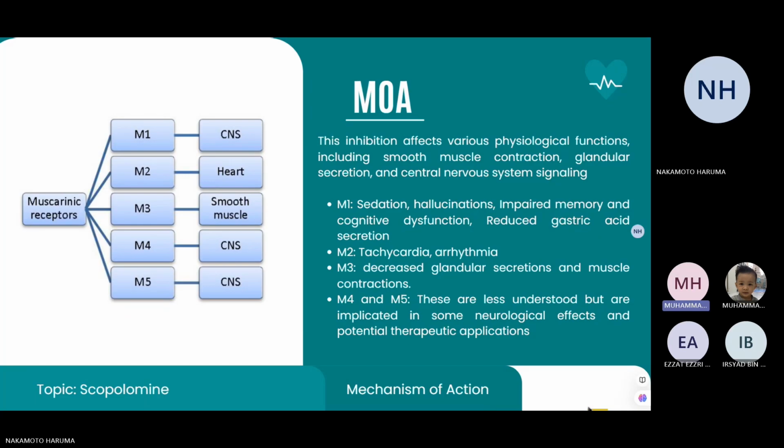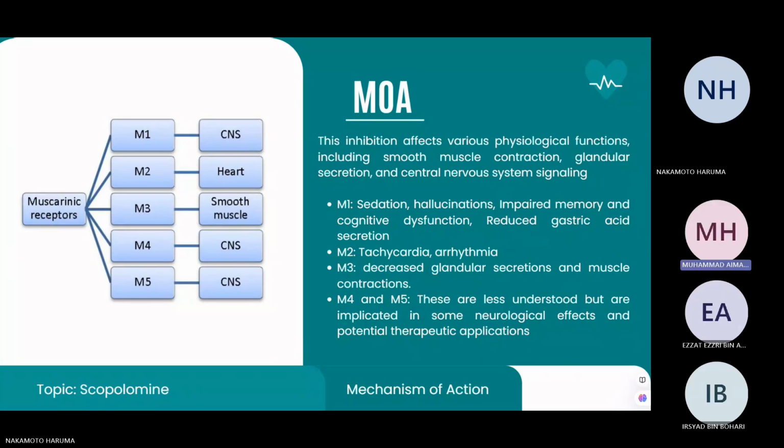And lastly, for the M4 and M5 subtypes, there are less understood roles in some neuromuscular effects and potential therapeutic adaptation, but M4 and M5 are primarily in the central nervous system. For the antagonistic effects, it leads to CNS effects, as I said before: sedation, confusion, disorientation, and hallucination, because of the effects on the cholinergic pathway in the brain. It can also potentially lead to disrupted cognitive and perceptual function, again, because it is located in the central nervous system.